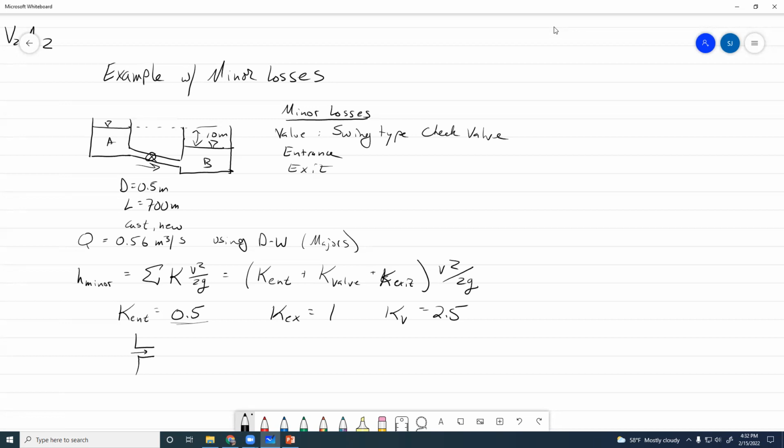So now all that we have to do is solve for velocity and plug these numbers in. So velocity is equal to Q over A is equal to Q over pi d squared over 4. So let's plug our values in. And then we get a velocity of 2.85 meters per second.